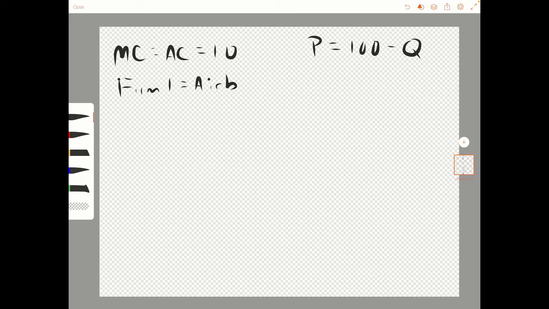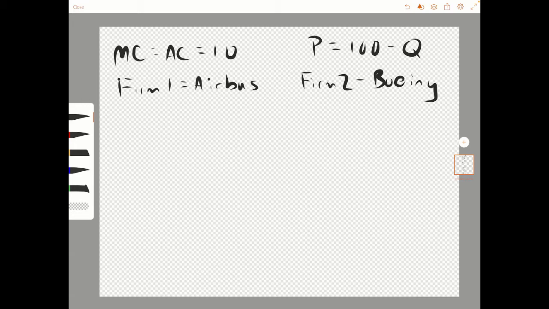Let's say we have two firms. Once again, we're going to say the marginal cost, we're going to have that equal the average cost. We'll say that's 10. And again, the market demand is P equal to 100 minus capital Q. And we'll have firm 1 and firm 2. Let's say we're dealing with two airplane manufacturers. We'll have firm 1 be Airbus and firm 2 be Boeing. And they're trying to decide how much output to produce.